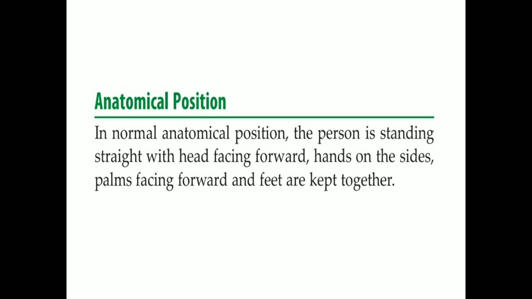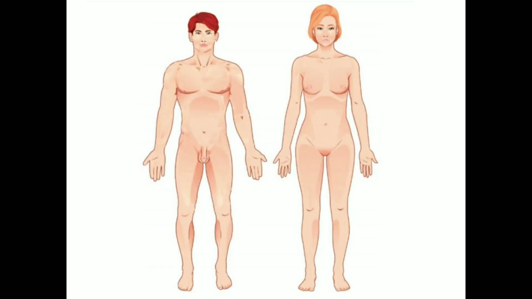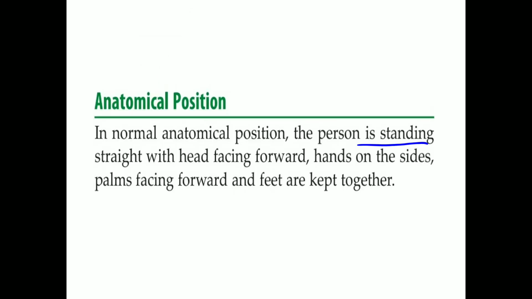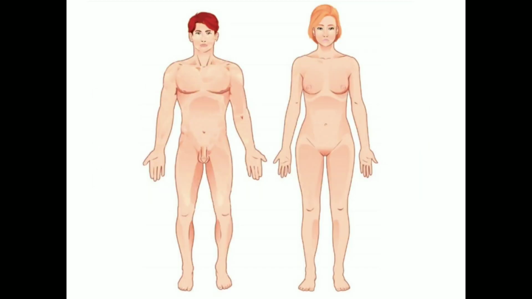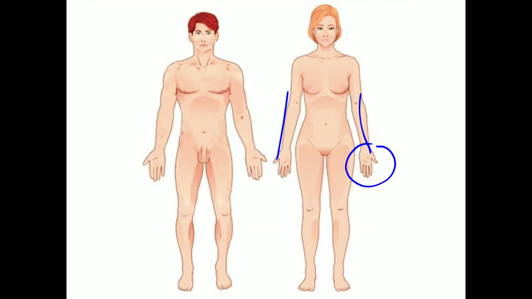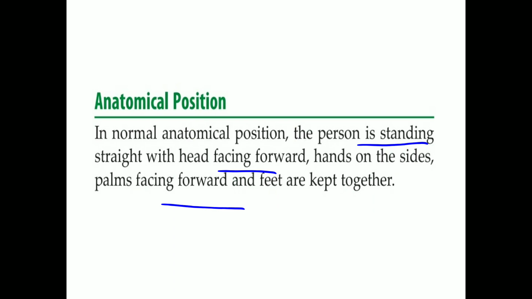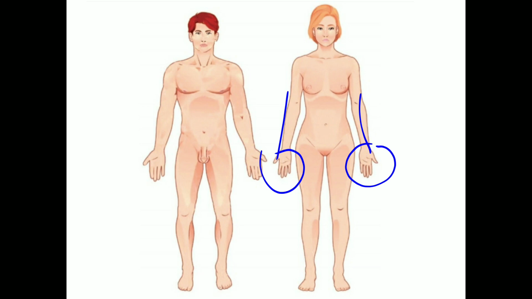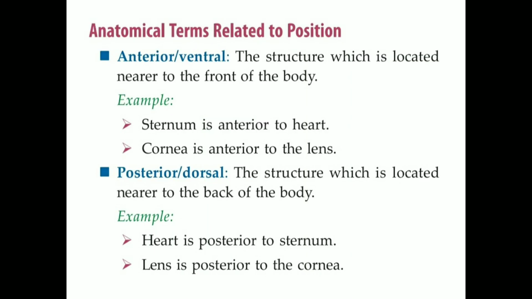Let's see what anatomical position is about. In anatomical position, the person is standing straight. You can see that in the diagram. The person is standing erect with head facing forward, hands on the sides, with the palms facing forward, and feet kept together. This is the universally accepted normal anatomical position.